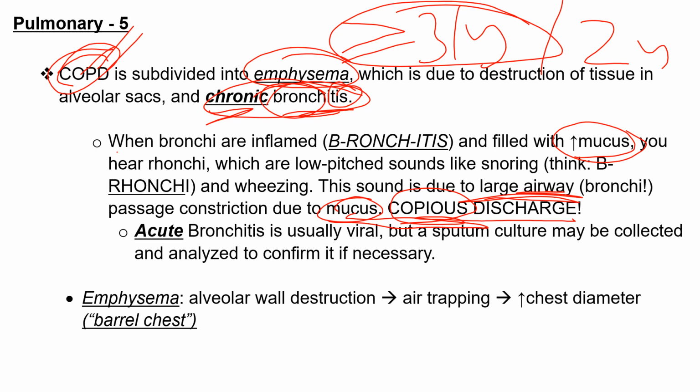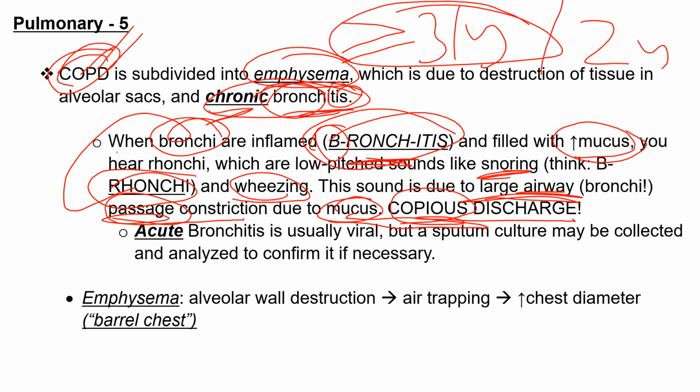Now this mucus obviously clogs up the airways. There is a passage constriction. If you were to try to listen to the sounds, auscultate sounds produced that a patient with chronic bronchitis has, you're going to hear wheezing, and moreover, you're going to hear snoring-like sounds, and we call them rhonchi. So just make that association. Bronchi, you hear rhonchi in bronchi. Just get rid of that B. You hear rhonchi in bronchi.